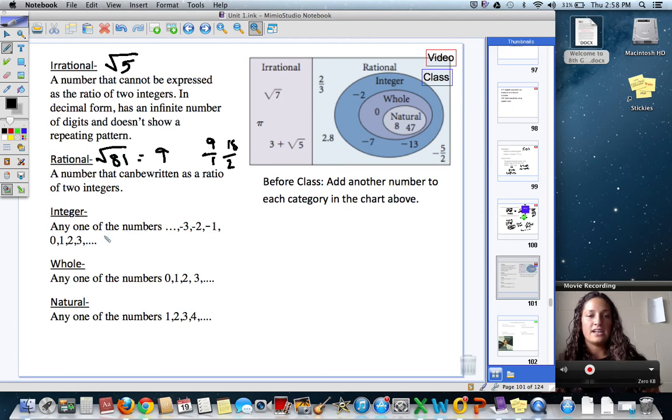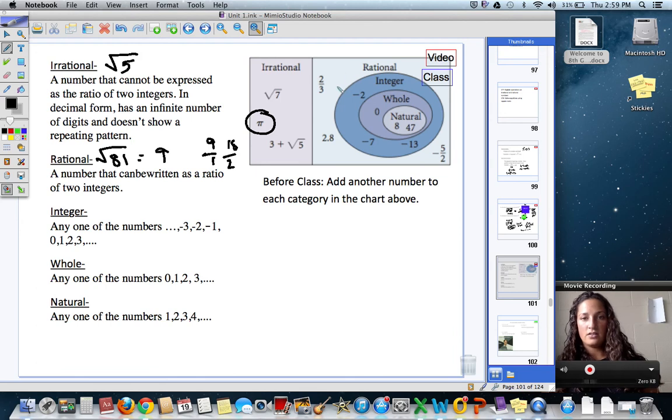An integer is any one of the numbers, so it's all of your counting numbers, negative, positive, and 0. Whole numbers are just your positive numbers including your 0, and a natural number is just your positive numbers not including 0. So if we look over here, it splits it up for you. An irrational number would be like the square root of 7, just like the square root of 5. It's not going to work. Pi is your most common one, right? 3.14, and it goes on forever and ever.